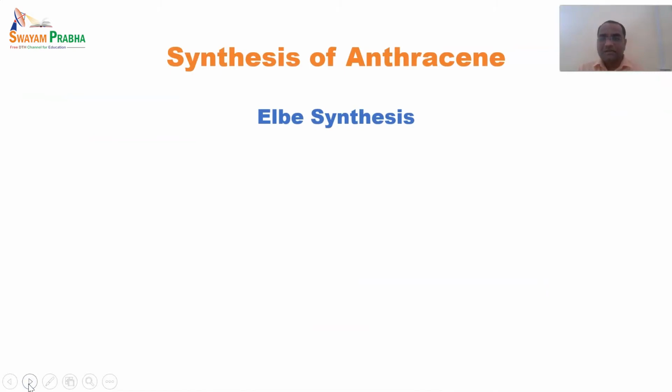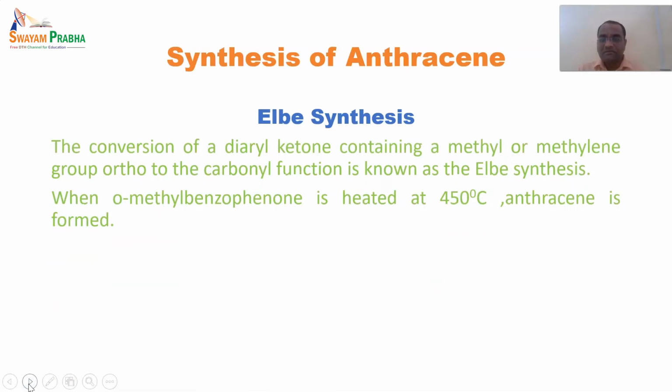Next method, that is Elbs synthesis. The conversion of a diaryl ketone containing a methyl or methylene group ortho to the carbonyl functional group is known as Elbs synthesis. When orthomethylbenzophenone is heated at 450 degrees Celsius, anthracene is formed.